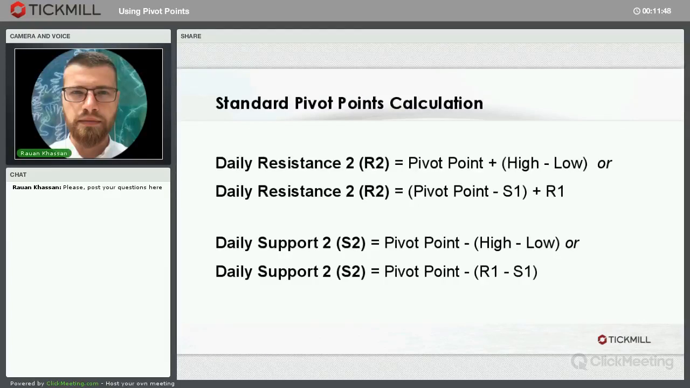Moving further, we have two more pivot point levels, which are daily resistance 2 and daily support 2. As you can see from the slide, they can be calculated by two methods. The first method is to take the pivot point and then sum it up with the difference between high and low values. A different method of calculation would be subtracting the value of the first support line from the pivot point level value and then summing it up with the actual resistance value.